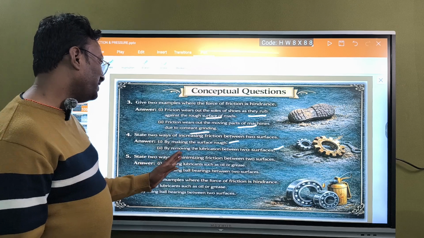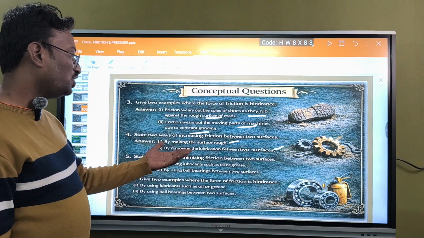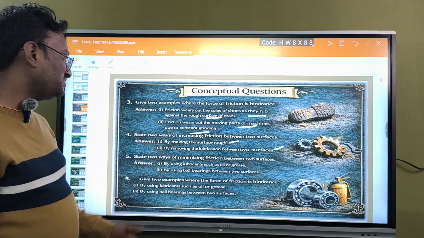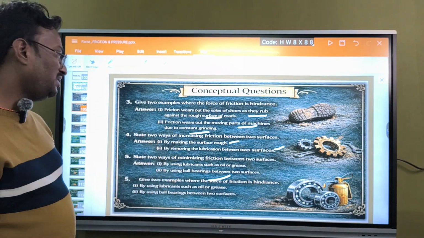State the two ways of minimizing the friction between two surfaces. So it is quite opposite. By using lubricants such as oil and grease, we can minimize it, and by using ball bearings between the two surfaces, we can minimize the friction.